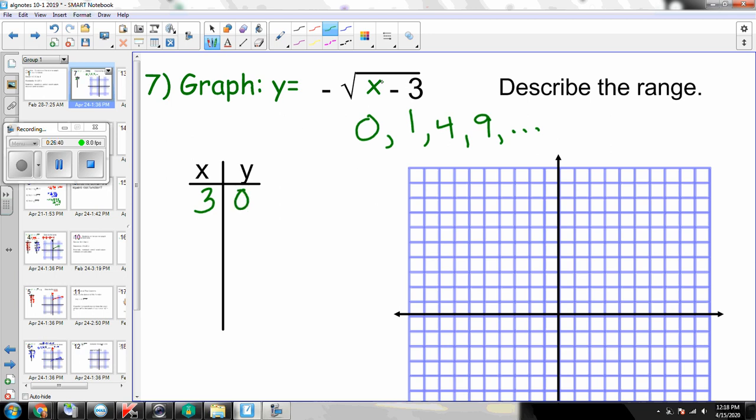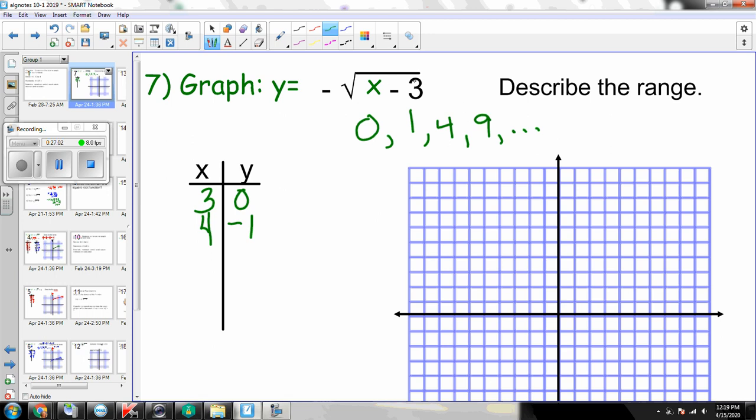Then I'm thinking, well, what could I plug in for x so that what's under the radical gives me a 1? x could be 4. 4 take away 3 is 1. So I'm going to let x be 4. The square root of 1 is 1. But then I have to multiply by a negative to give me negative 1.